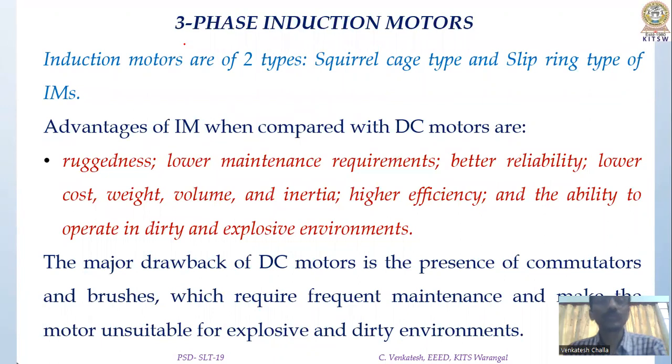We have studied about the induction motors in the electrical machines course. A three-phase induction motor is largely used for commercial and industrial applications. There are two types of induction motors, the squirrel cage type and slip ring type. In both of these, we have stator and rotor. The stator of squirrel cage and slip ring type of induction motors are of the same construction. The stator will be having a three-phase winding.